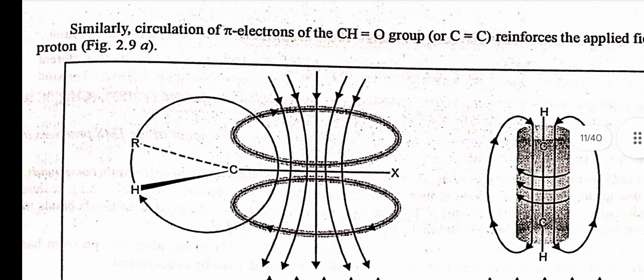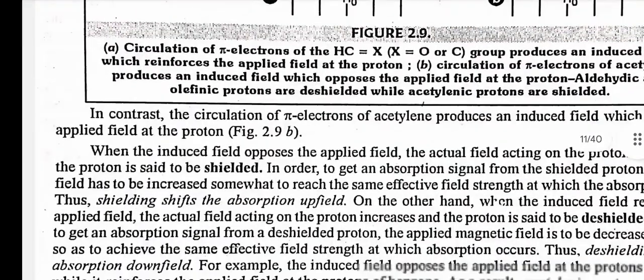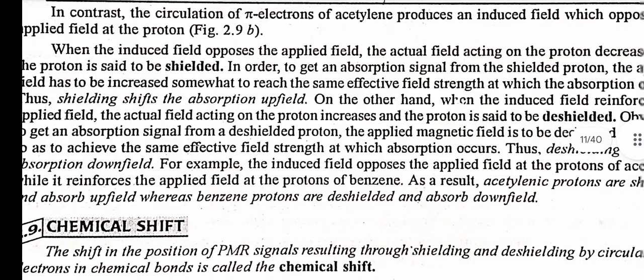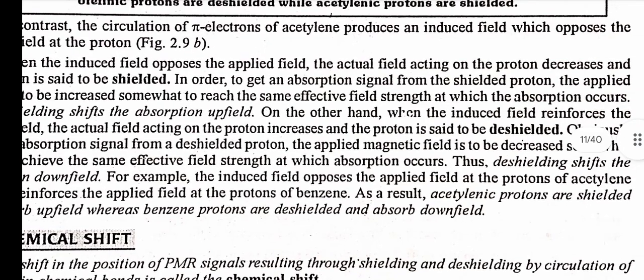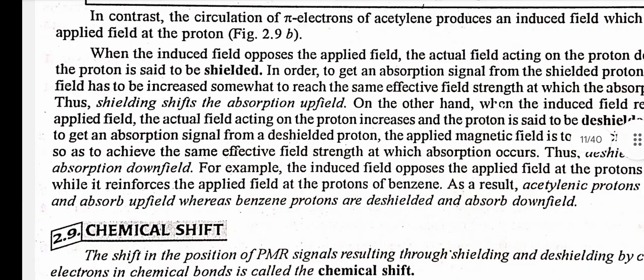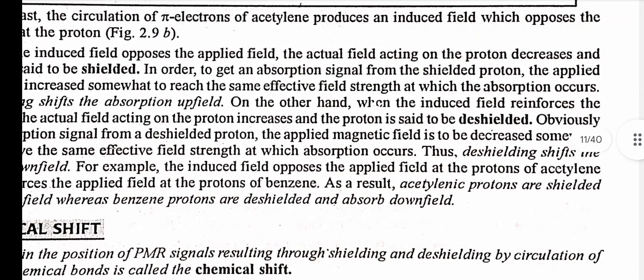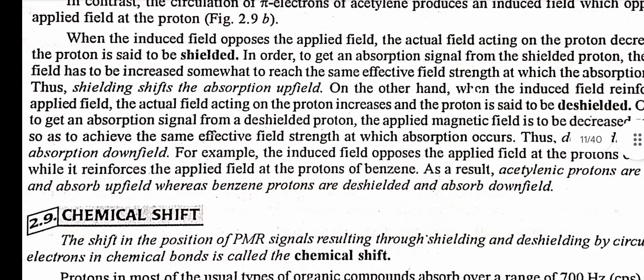Similarly, the circulation of pi electrons of the C=O group reinforces the applied field at the proton. In contrast, the circulation of pi electrons of acetylene produces an induced field which opposes the applied field at the proton. When the induced field opposes the applied field, the actual field acting on the proton decreases and the proton is said to be shielded.